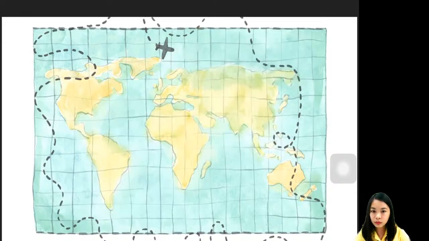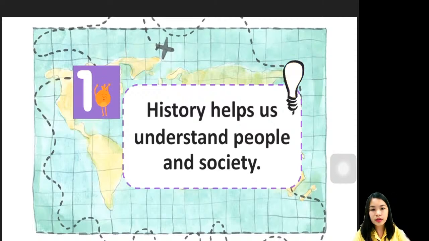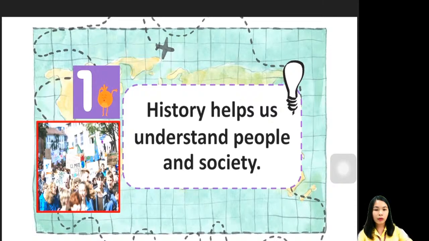Okay, so the first one we have: history helps us understand people and society. Okay, so history offers a lot of information. How can we understand change in our society from history or from past experiences? In order to understand how the people live and how the society operates, we need historical data, or we need historical information. That's why we need to study history and learn from past experiences. So that is the first importance in learning history: to understand people and society.